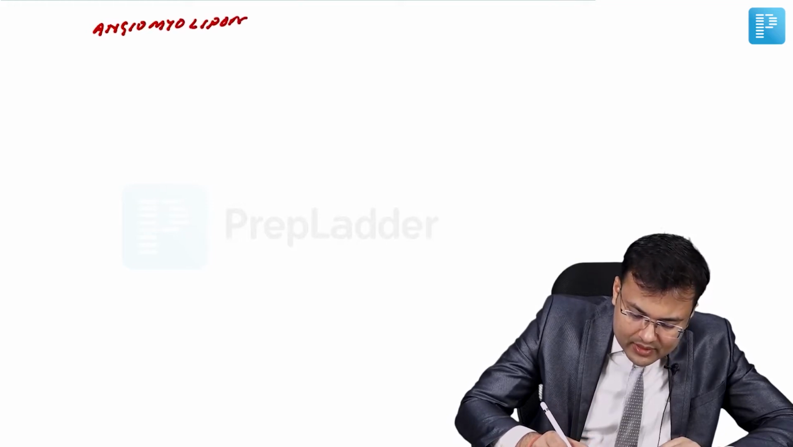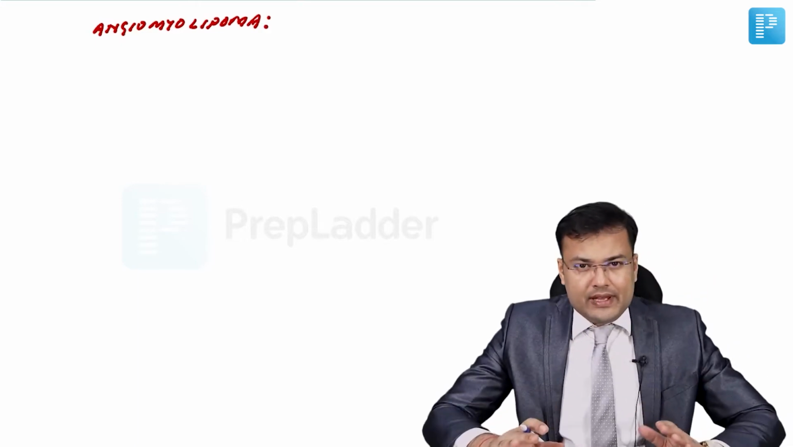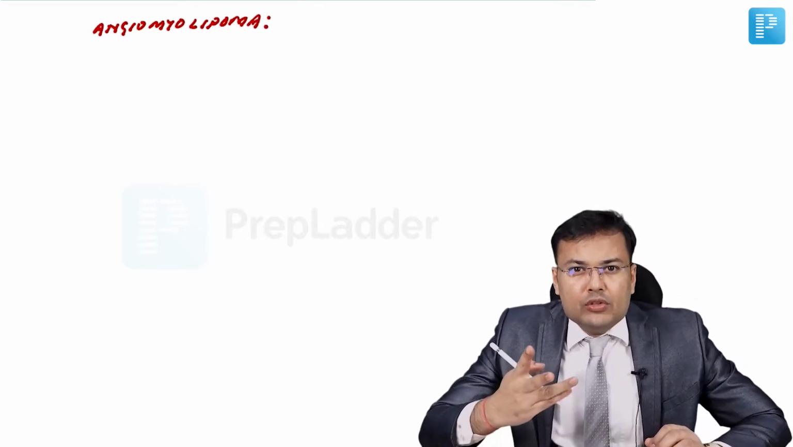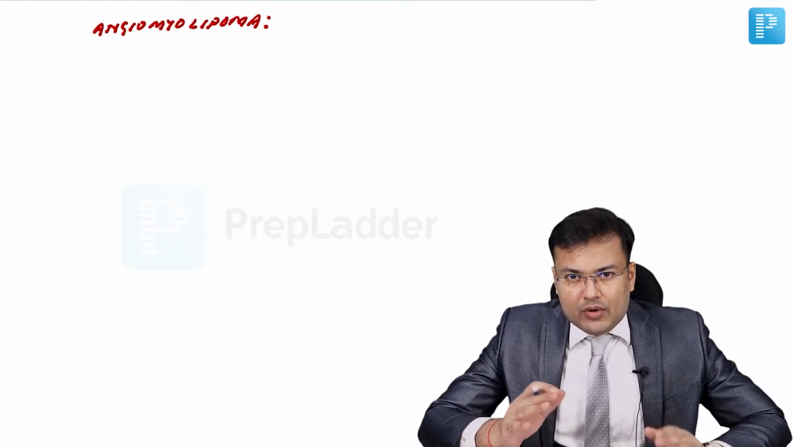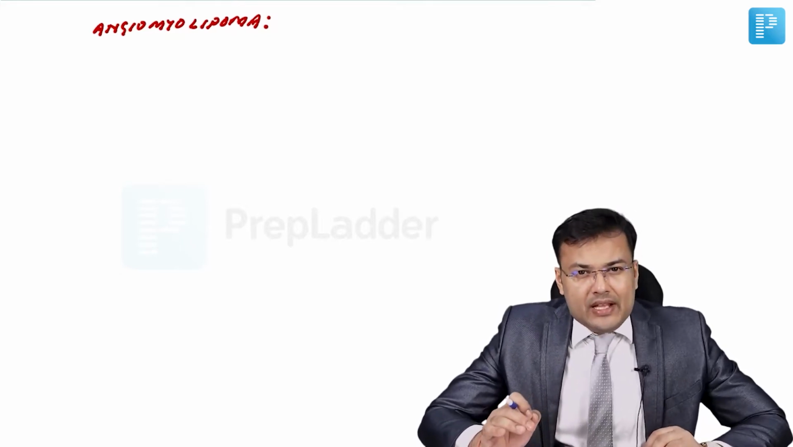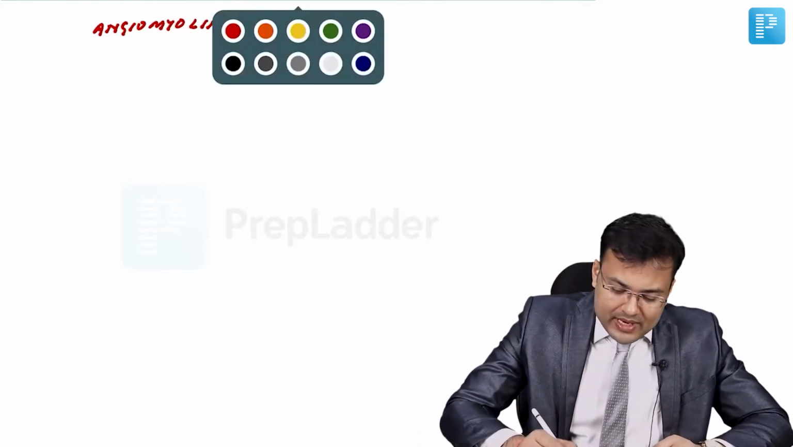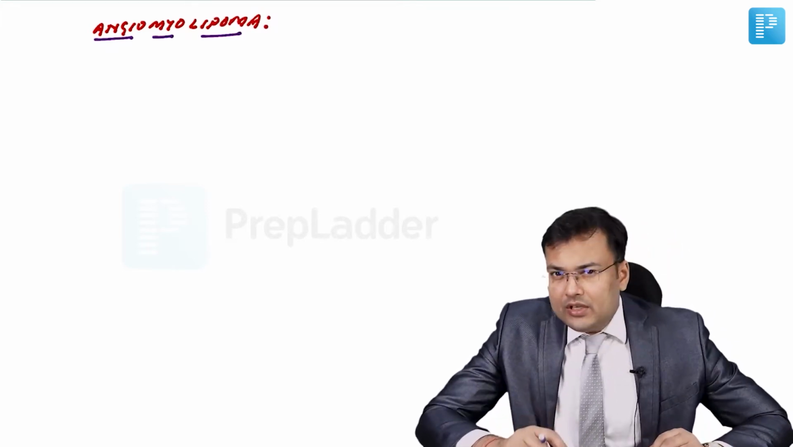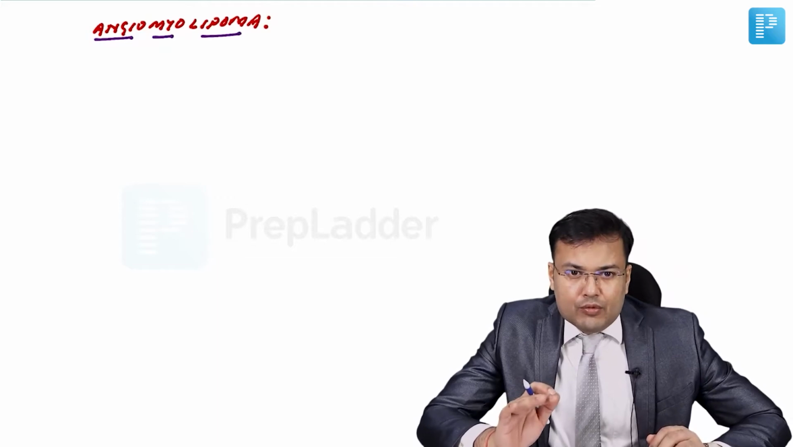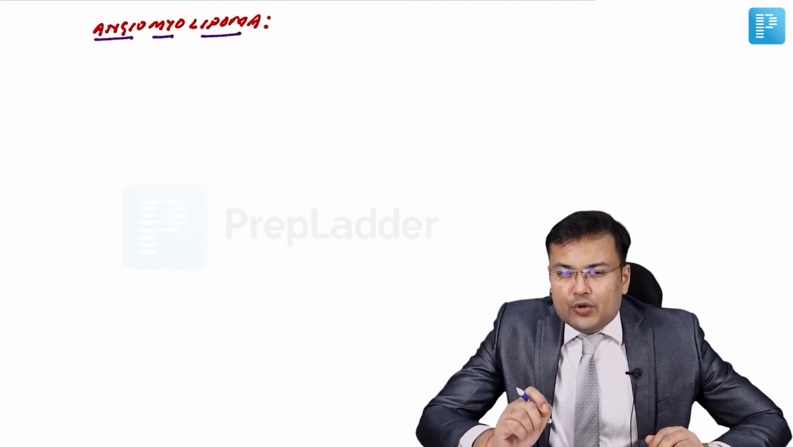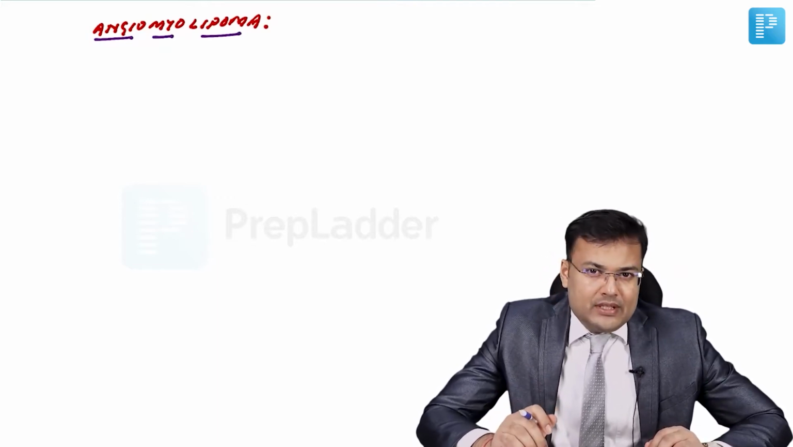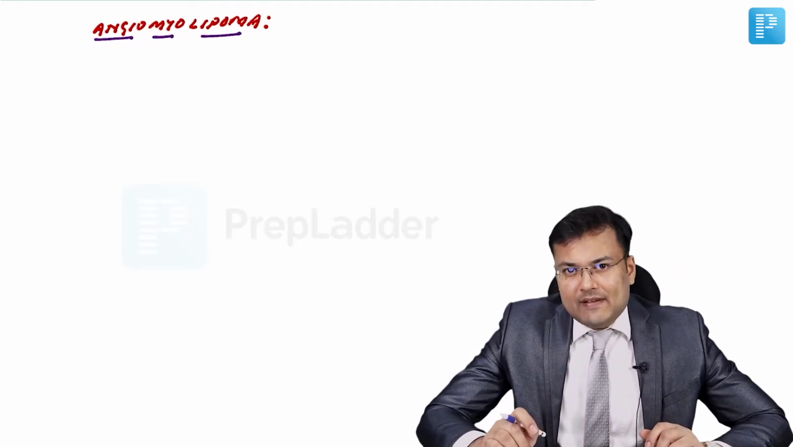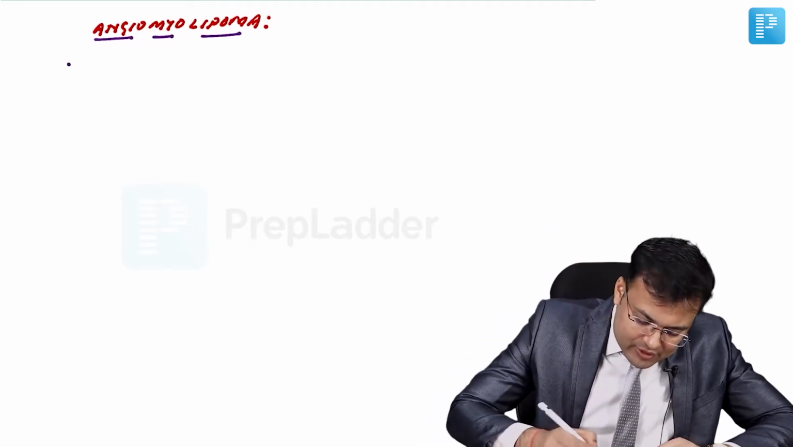Angiomyolipoma. In surgery it's very easy to remember the terms. If you break down the term angiomyolipoma, it is angio plus myo plus lipoma. So it is a benign tumor composed of angio, meaning matured vessel, myo, meaning muscle, and lipoma, meaning fat. So what is this angiomyolipoma?